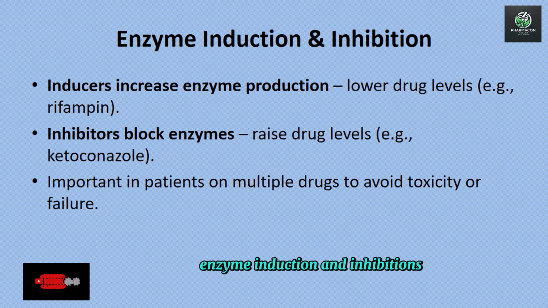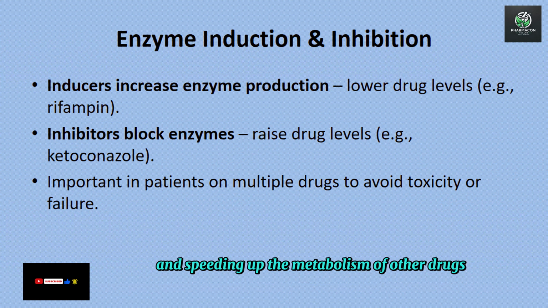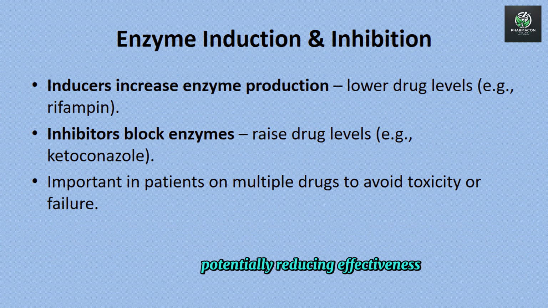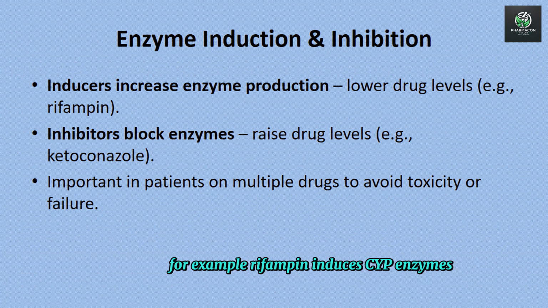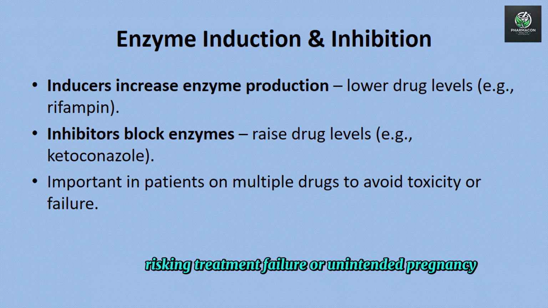Enzyme induction and inhibition. Some drugs can induce metabolic enzymes, increasing enzyme production and speeding up the metabolism of other drugs. This often lowers drug levels in the blood, potentially reducing effectiveness. For example, rifampin induces CYP enzymes, which can lower levels of drugs like warfarin or oral contraceptives, risking treatment failure or unintended pregnancy.